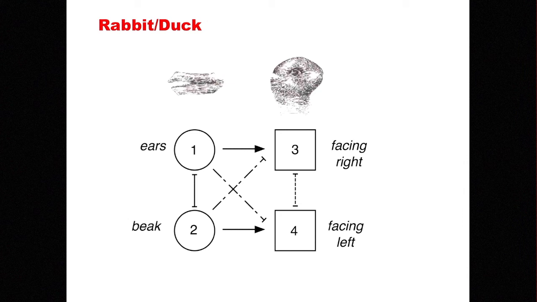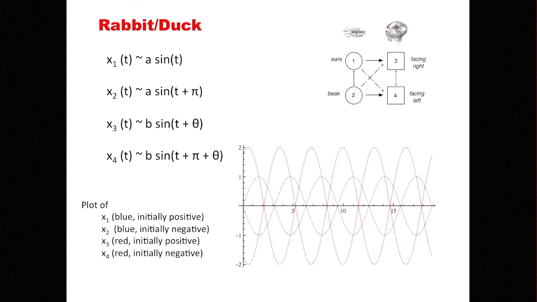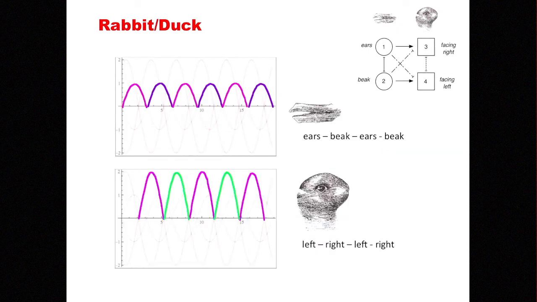If I set up a network for rabbit and duck, 2 columns: one, is it ears or beak? Is the head facing right or left? Draw up my network, put in what I know about the images, and again I get this alternation between beak, ears, right, left, but the beak and ears flip at a slightly different time from the head. So I'm looking at the image and I'm seeing a duck, and then I think, no, those aren't beaks, those are ears. And momentarily, the head's facing the wrong way. And I think, oh no, then the head must be facing the other way. Then it looks like a rabbit.